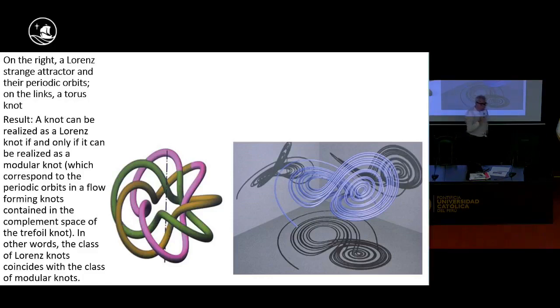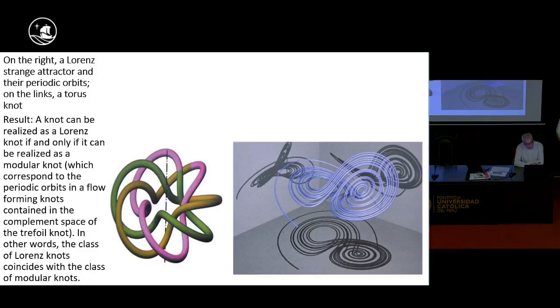It's a very important discovery because you have this strange attractor and what we call the periodic orbits. On the links, you have a torus knot, which is the same, in fact. This is the model of these, and you have a set of torus knots. Let me explain what it means a little bit. It's a very important, recent result. Now, here, in chaotic phenomena, in the Lorenz strange attractor, a knot can be realized as a Lorenz knot if and only if, I will not go into detail, of course, but it is a very deep result, if and only if it can be realized as a modular knot.